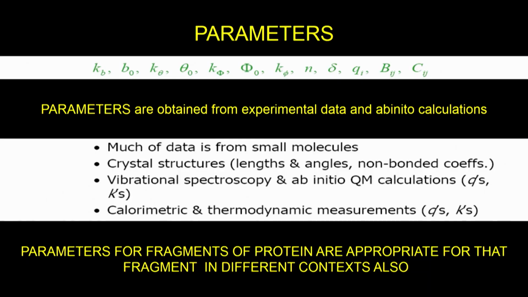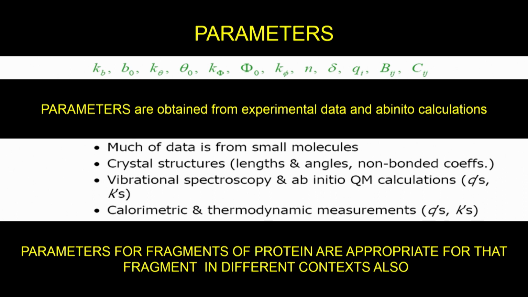There are many parameters we saw, right, so many different parameters, constants, k values in the multiplication, r naught, theta naught. So all these force field or molecular mechanics softwares need to have a database of parameters. So where do they get them from? They get them from literature, experimental data, sometimes they do very exact calculations, that is called ab initio calculations. So much of the data is from small molecules.